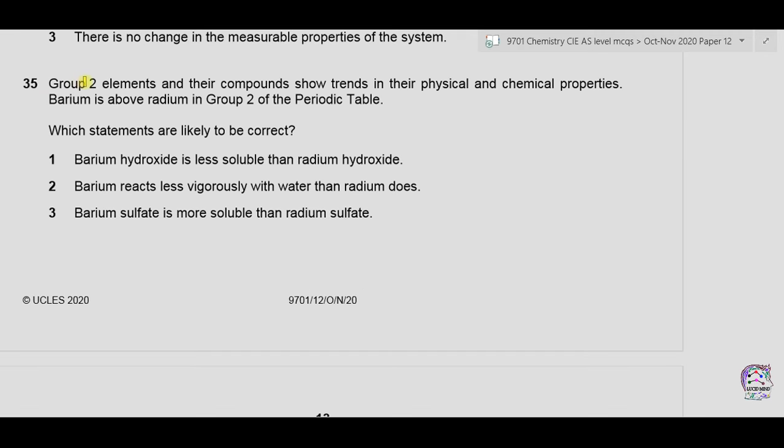Question 35. Group 2 elements and their compounds show trend in their physical and chemical properties. Barium is above radium in group 2 of the periodic table. Which statements are likely to be correct? Option 1. Barium hydroxide is less soluble than radium hydroxide. Now for group 2 hydroxide, the solubility increases down the group.